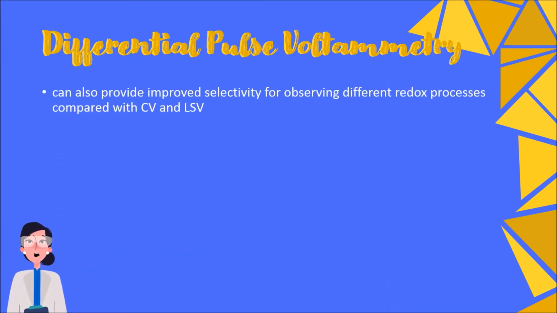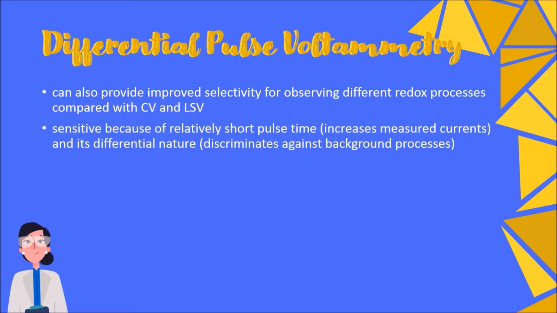It can also provide improved selectivity for observing different redox processes compared with CV and LSV. This is true because DPV is very sensitive, often allowing direct analysis at the parts per billion level, so one could really observe the improved selectivity to observe different redox processes. It is sensitive because of relatively short pulse time and its differential nature.